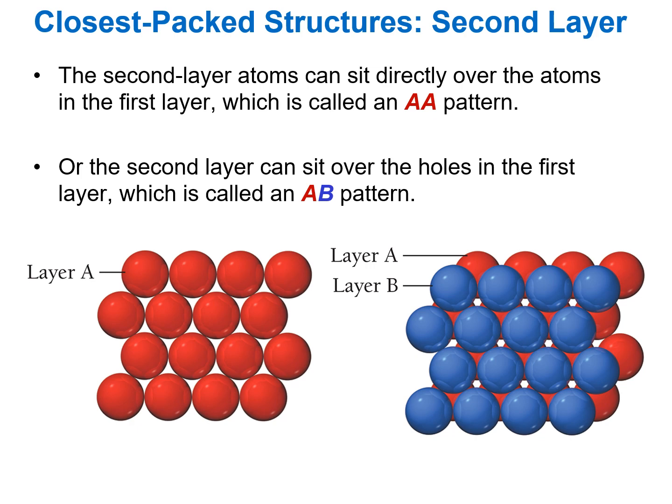The second layer of atoms can sit directly over the atoms in the first layer, and this is called an AA pattern. So we can see the AA pattern here on the left, and we could have an AB pattern where in the second layer these spheres can sit over the holes in the first layer. So this is all about, keep in mind, packing these spherical shaped objects together as closely as possible.